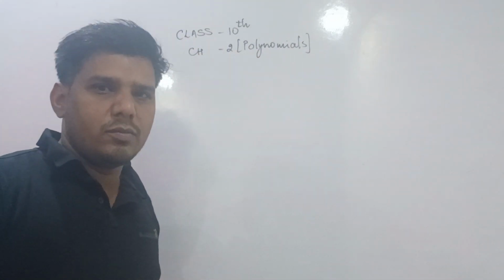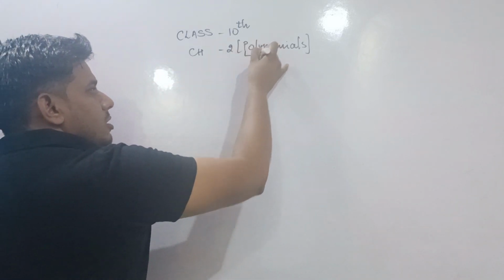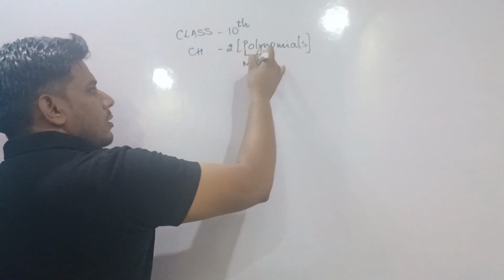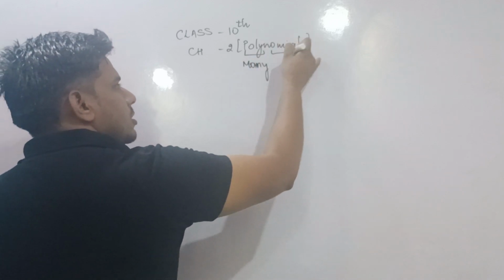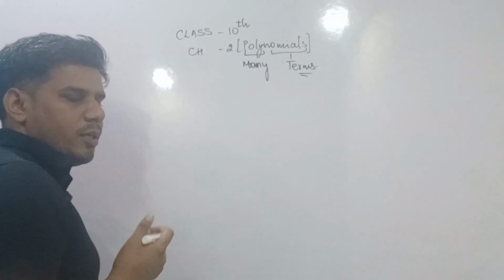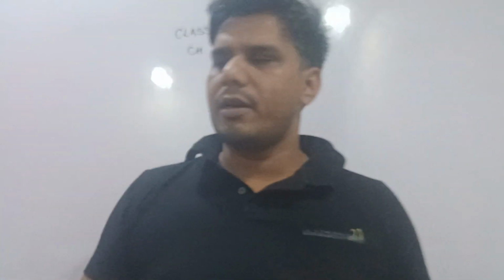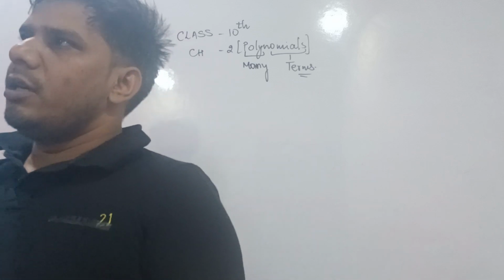So first of all you must understand what is polynomial. Polynomial means poly means many and nomials means terms. So where we meet many terms we can call it a polynomial, but there are conditions for the polynomial.